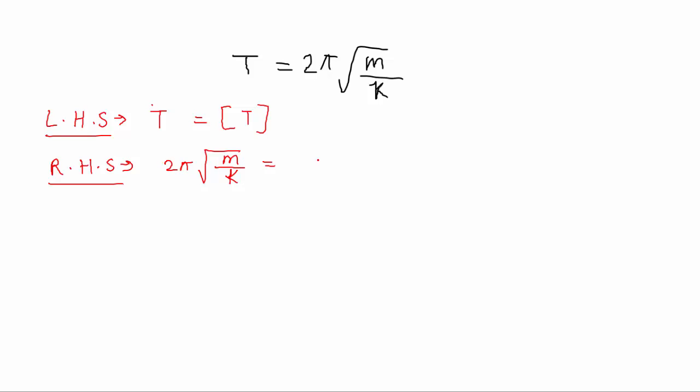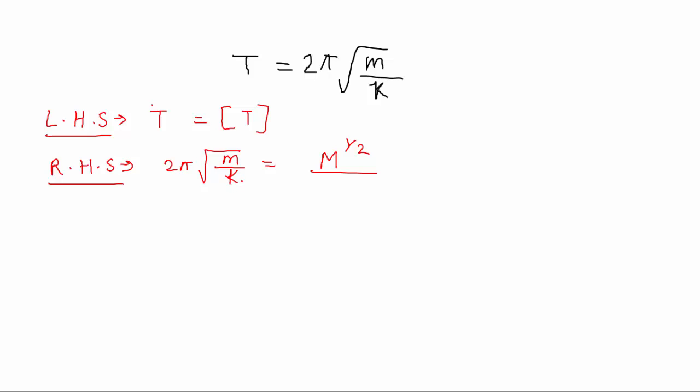2 pi is a constant which is dimensionless. All the constants are dimensionless. So its dimension is 1, so we will not write that. Just write for m its mass. Square root means the power is half. So M raised to the power half here, and divided by the dimension of k here.